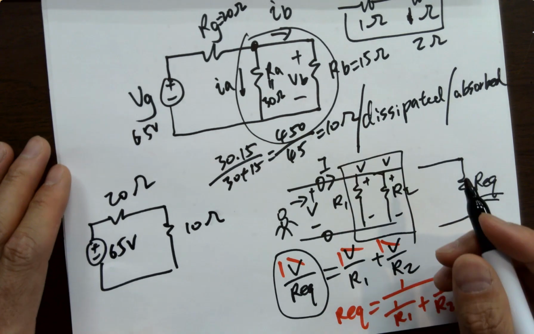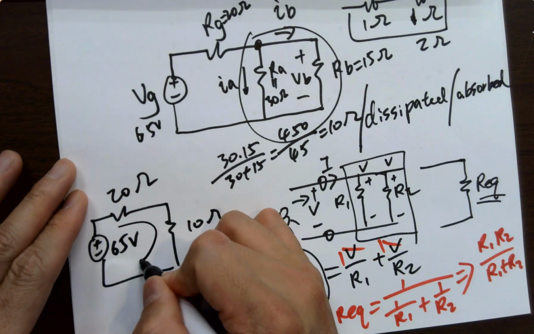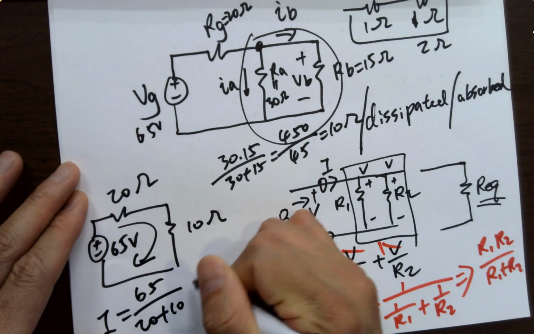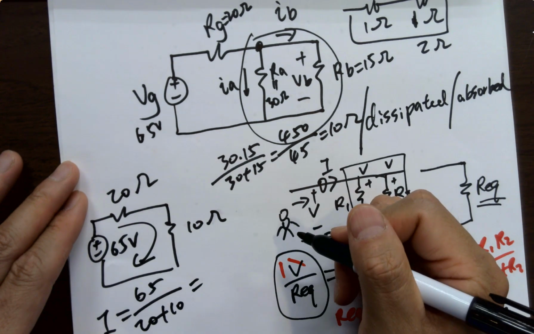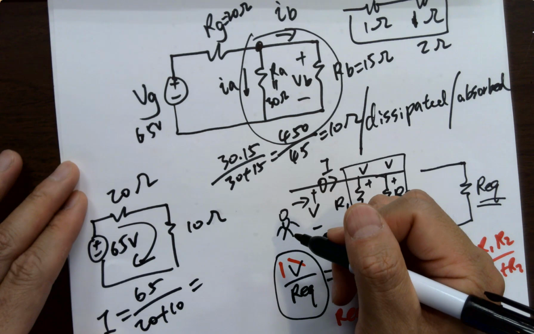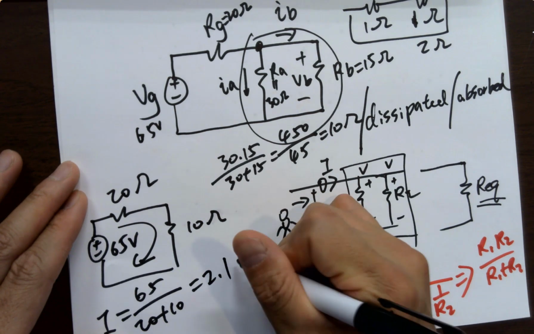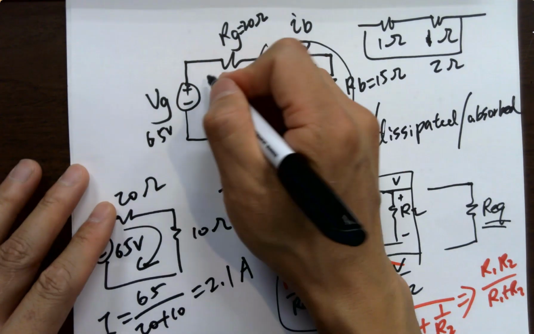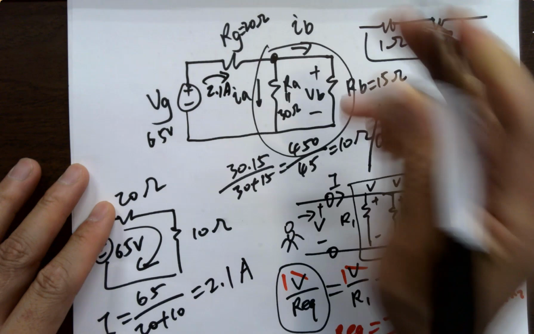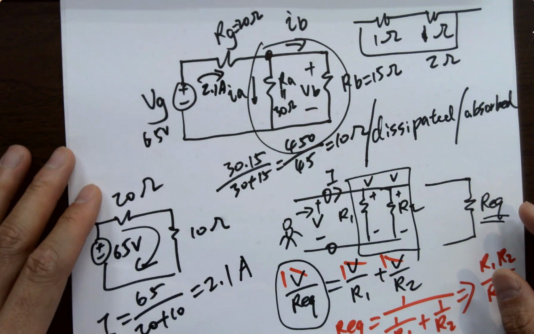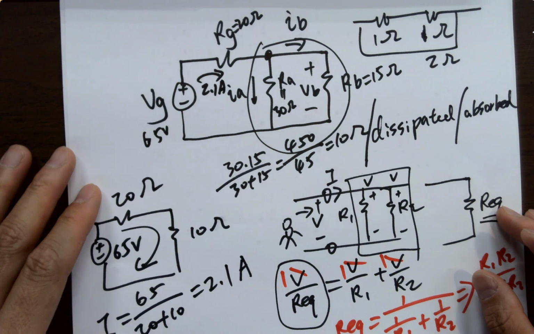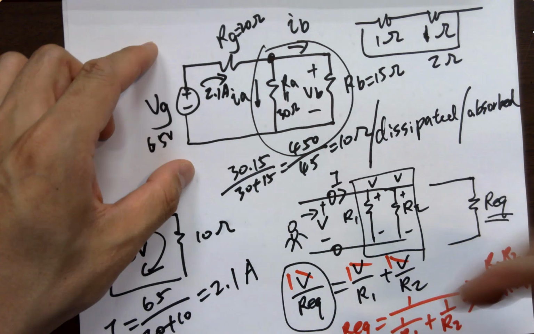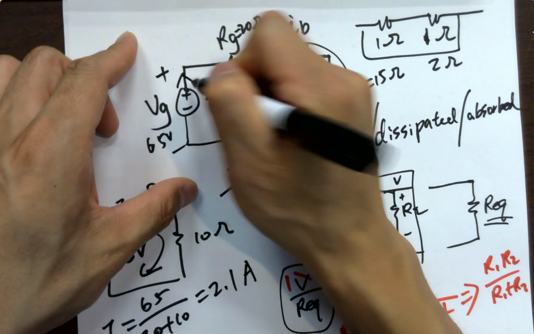Now it becomes easier, since we can directly calculate the current here, which is I equals 65 over 20 plus 10, which is 2.1 something amps. So you know the current flowing here is 2.1 amps. Because you don't have other components, this is the only source, so definitely it's gonna push the current that way.